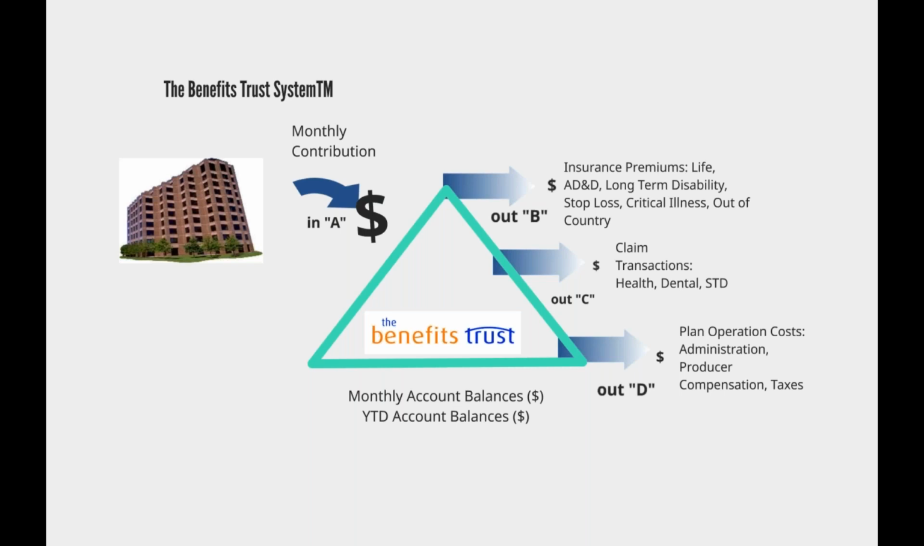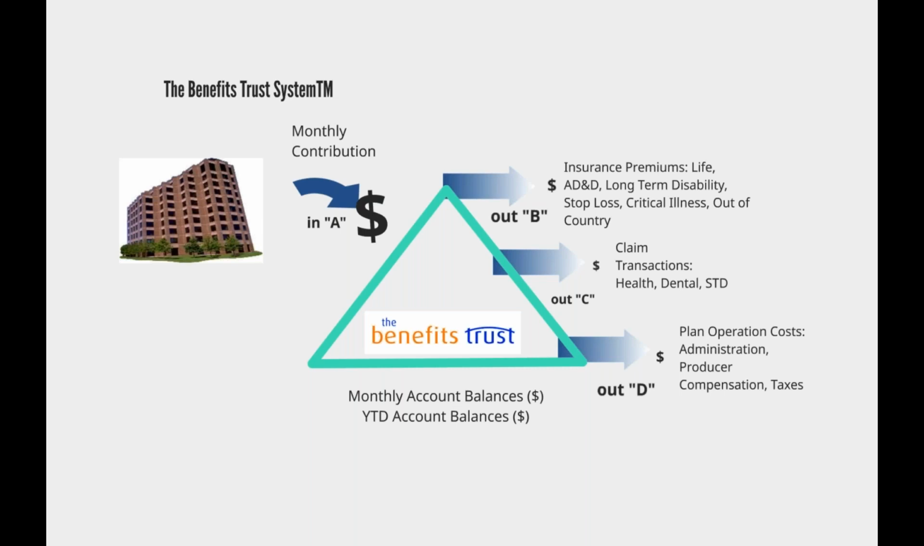Second thing we do is we take that money and we use it for claim transactions as they come in, both electronically and via paper or over the internet, for the health and dental and short-term disability claims. And then we pay the plan operation expenses, which includes your compensation.